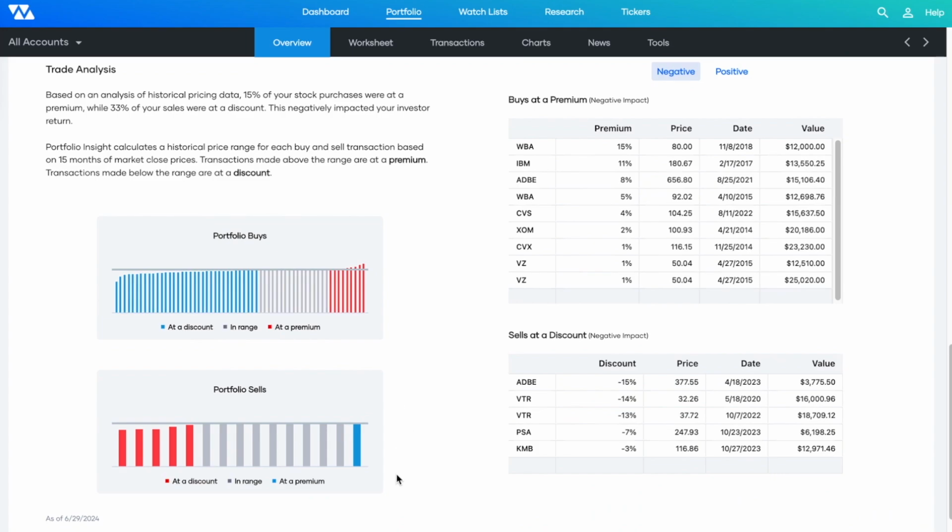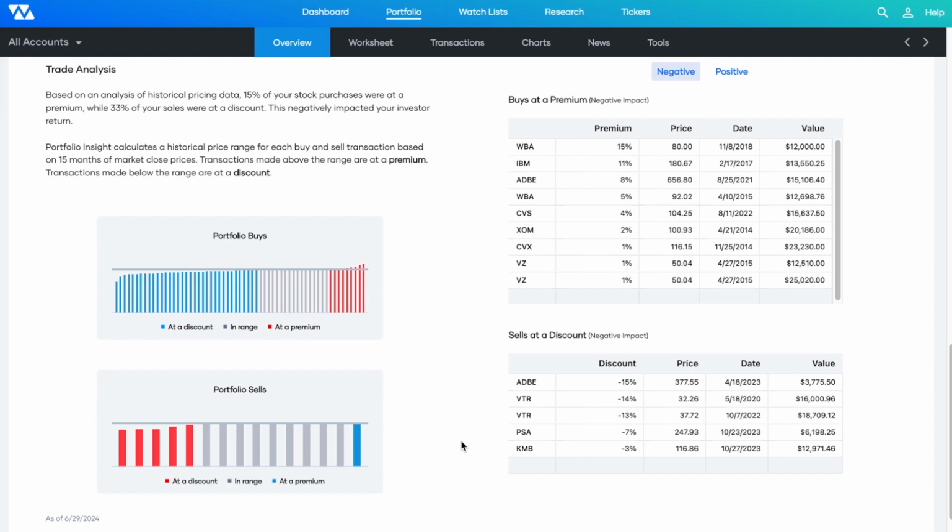Likewise, the bottom chart shows all sell transactions and highlights those executed at the discount in red. These are sells that negatively impacted or widened the behavior gap. To the right, the worst sells at the discount are listed in ascending order by discount. The key takeaway for this investor is to have fewer of these types of trades in the future.